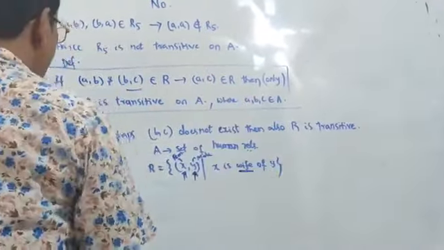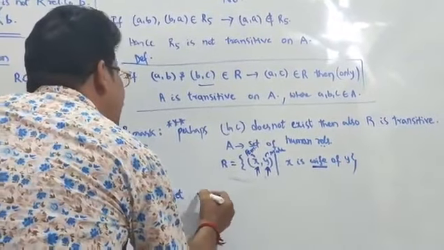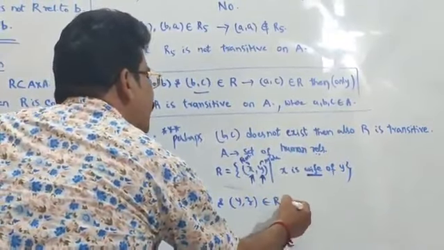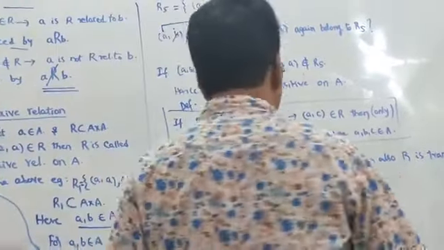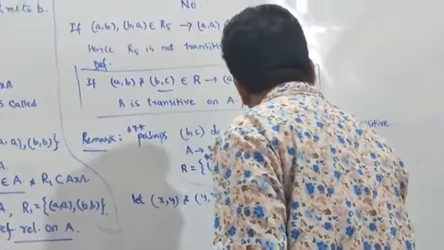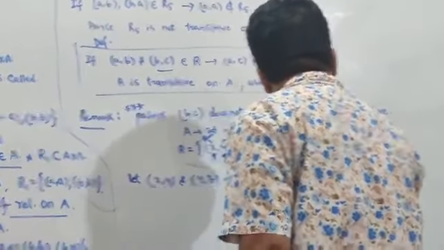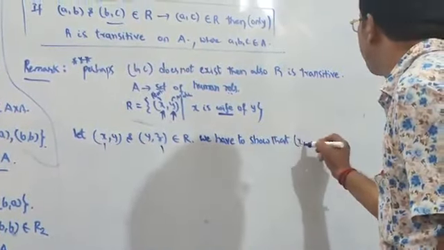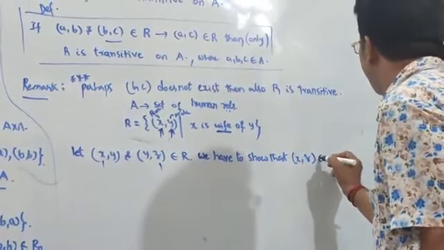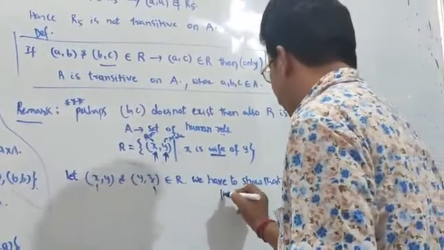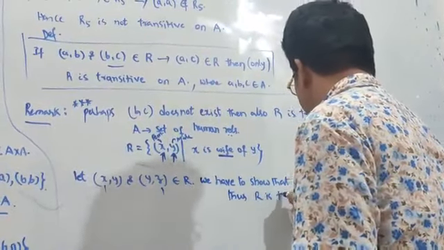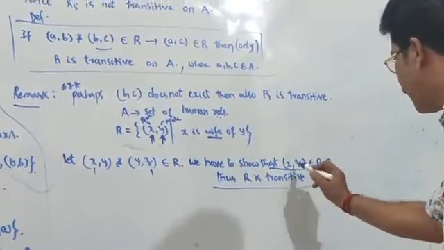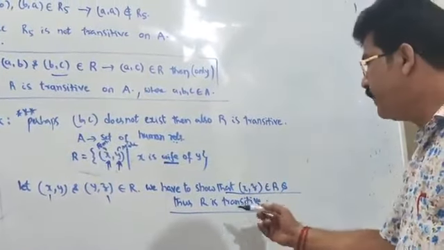Here transitive means: let X comma Y and Y comma Z belong to capital R. After that we have to show that X comma Z also belongs to capital R, and thus capital R is transitive. So we have to show it like that.